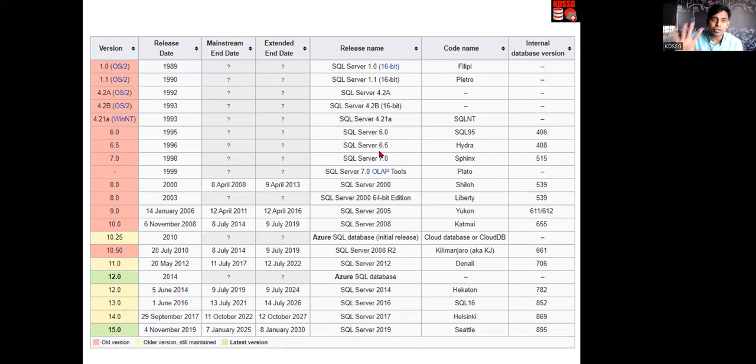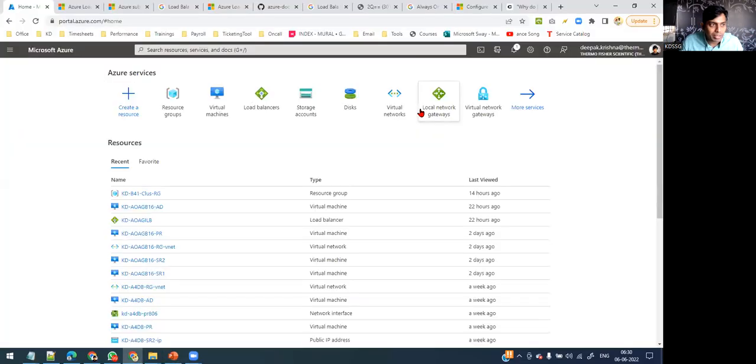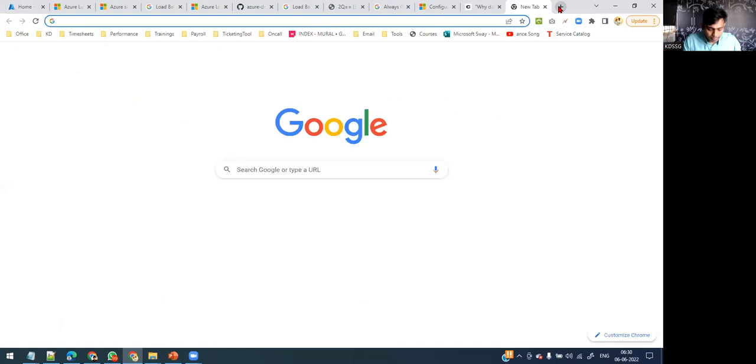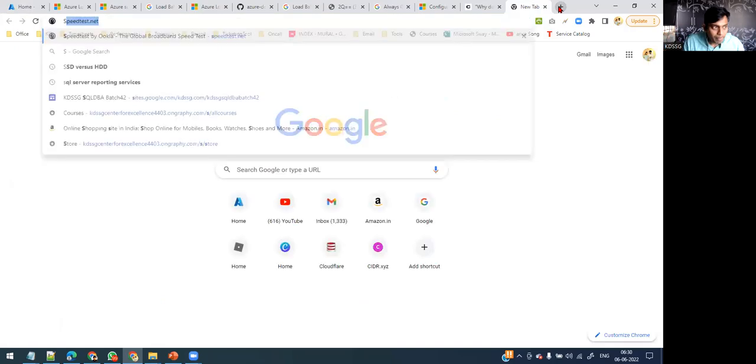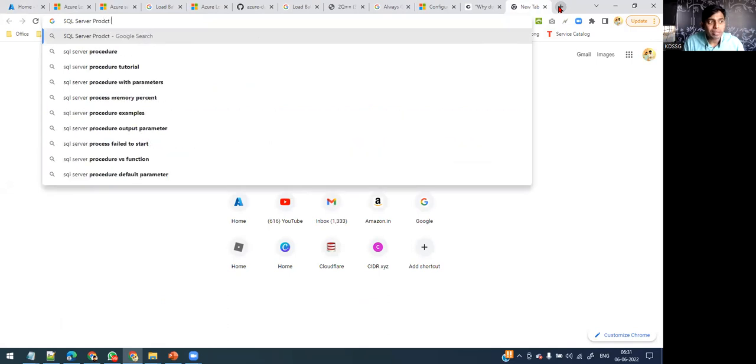7. So Microsoft kills the software after some time. Kills the software means I'll do one thing. Not to waste time, but I want to show you something. So go to Google, search for SQL Server product life cycle.